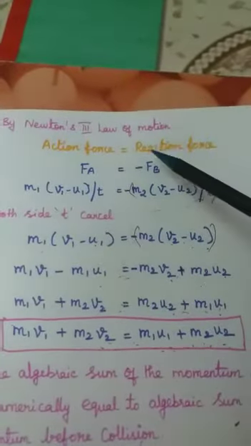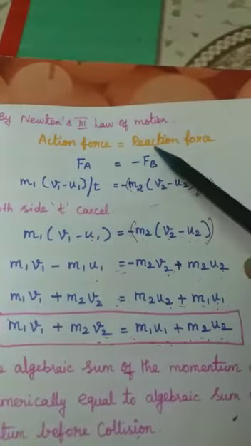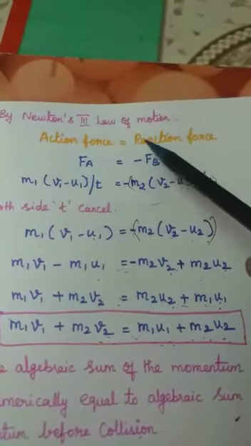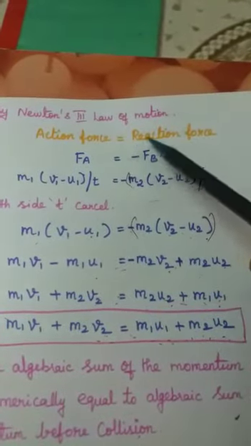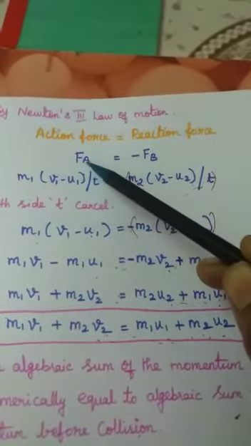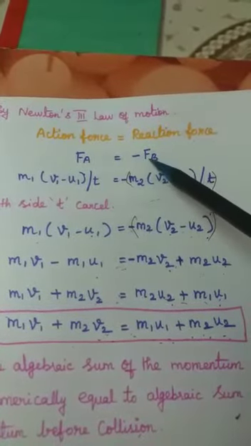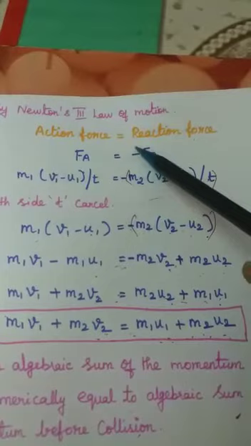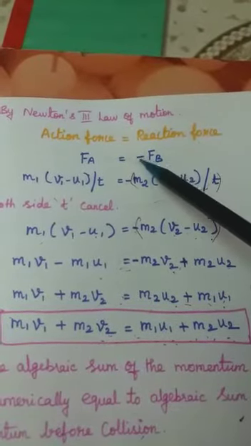By Newton's third law of motion, action force is equal to reaction force. When we apply Newton's third law in this equation, action force is equal to reaction force, that is, force on body A is equal to minus force on body B, that is opposite reactions, and that is why the negative symbol is there.